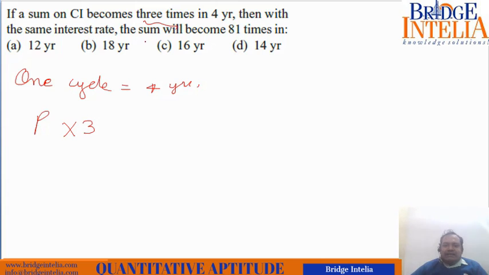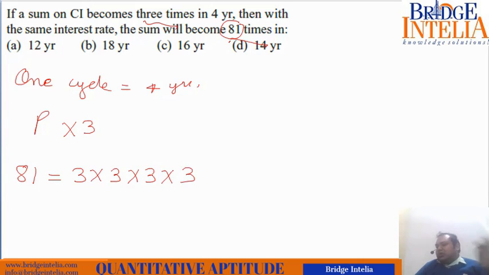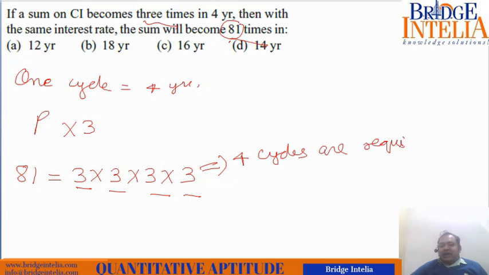So then what is at the same rate, the sum will become 81 times. See, these questions are asked based on certain data. These are not random data. 81 and 3. Since 81 can be expressed as power of 3, only then this question can be solved. So 81 is equal to 3 into 3 into 3 into 3. It indicates 4 cycles are required, because each cycle means getting multiplied by 3, tripling.